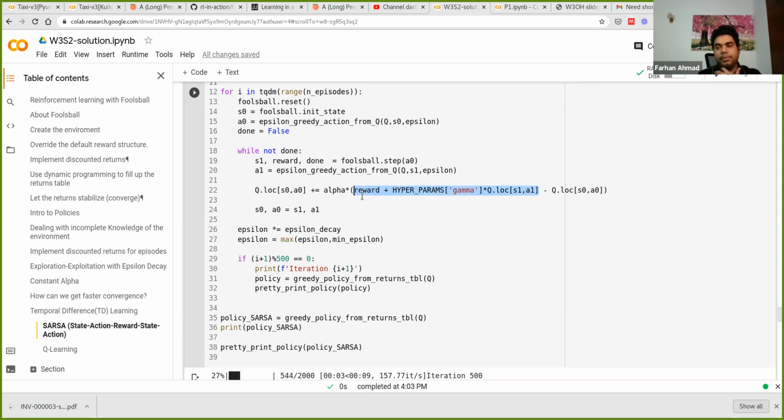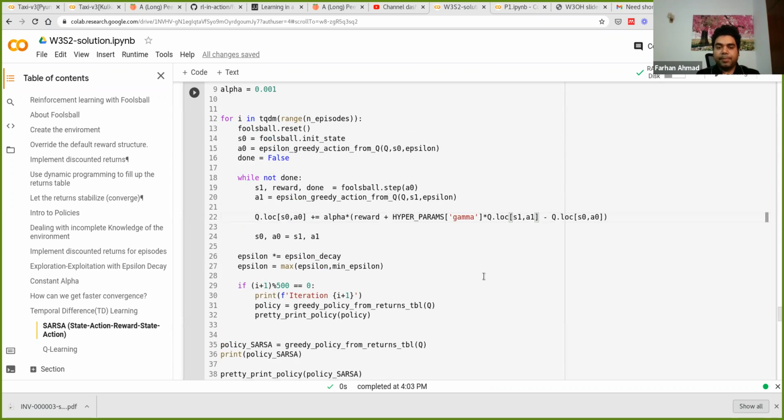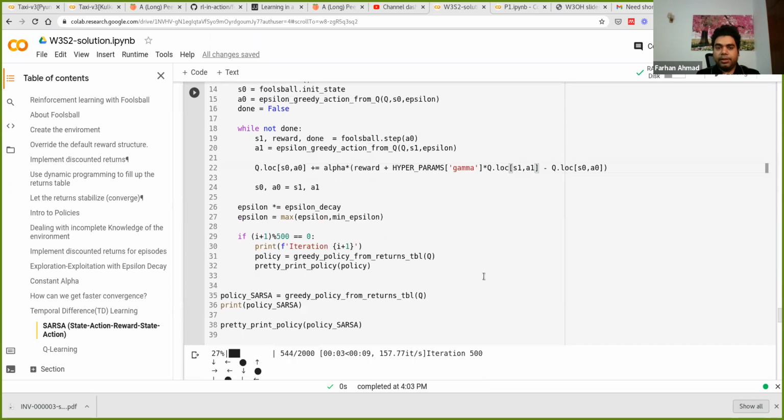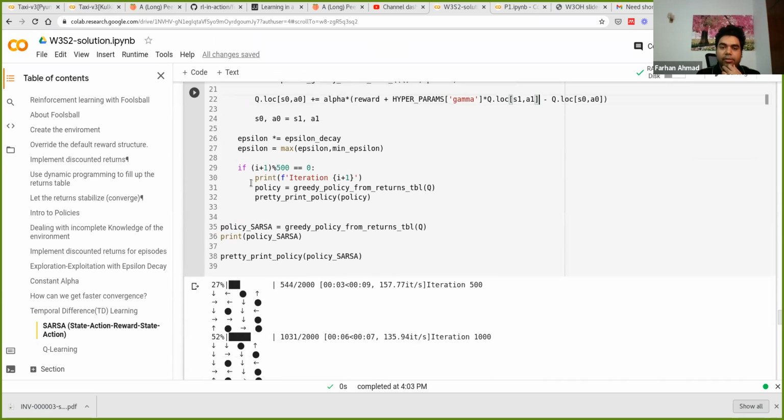Because the return is always made up of an immediate reward and then the return in the next state. So in this case, for SARSA, we are picking the return in the next state based on an epsilon greedy action, which will correspond to the best action most of the time, but occasionally it will be some other action. Right, that is the gist of the algorithm. Rest of the code, these two lines are basically epsilon decay, which we have already talked about. And if I let this algorithm run, then you can see that I'm printing the policy every 500 steps.